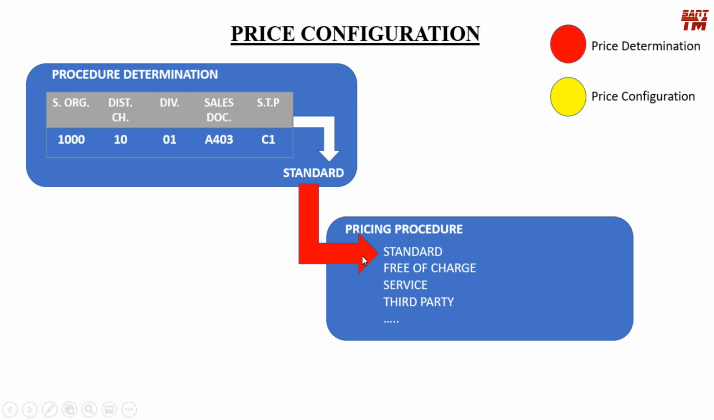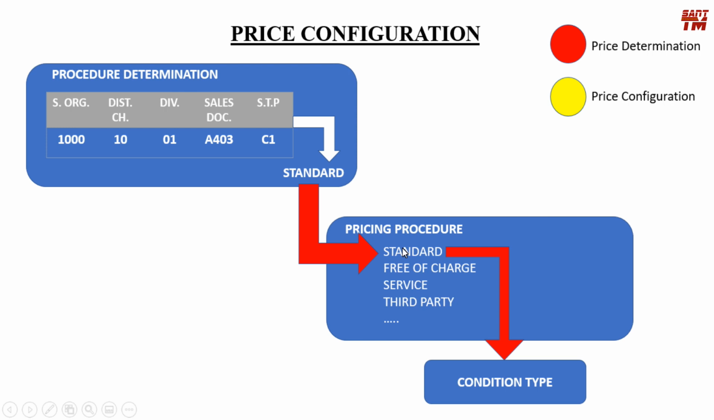That means this customer is a normal customer and we have to follow the standard pricing procedure. The pricing procedures available in our system were standard, free of charge, service, third party. Out of those, standard was selected and then the condition type relevant to the standard pricing procedure is selected. This is what happens when the price determination is taking place, because red arrows are depicting the price determinations. From the sales area, sales document and sold to party, we determine that standard pricing procedure has to be allocated. The standard pricing procedure determines that the relevant condition type has to be found now.